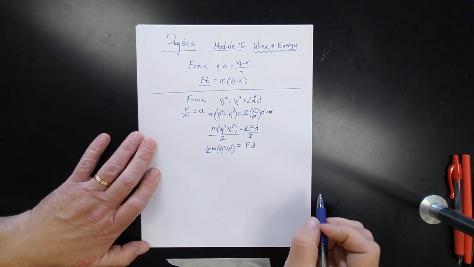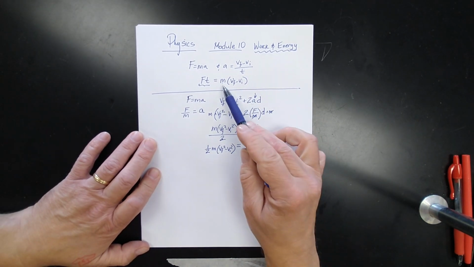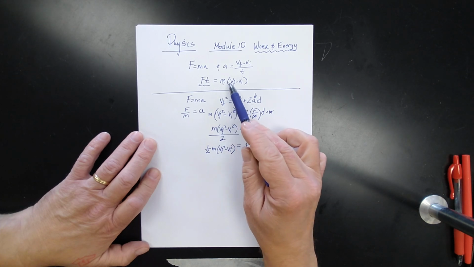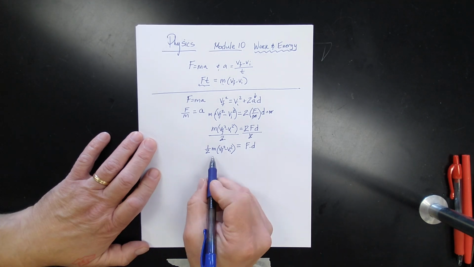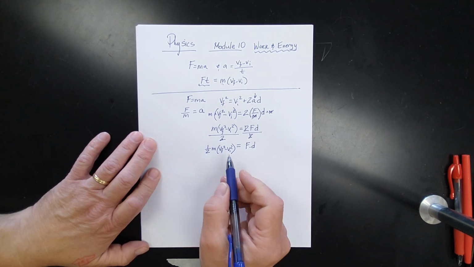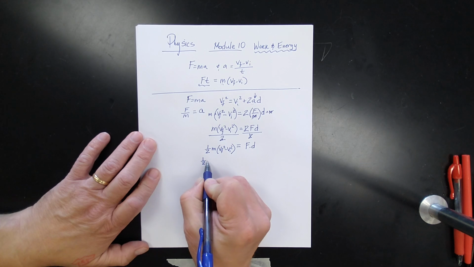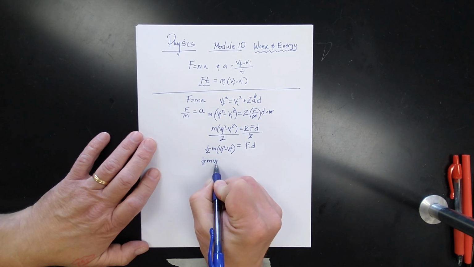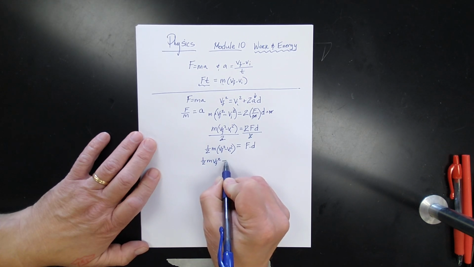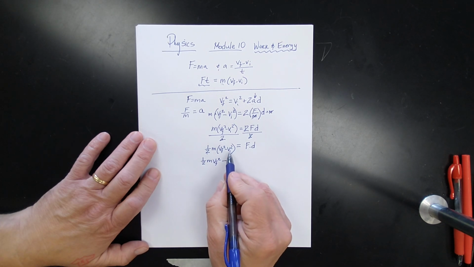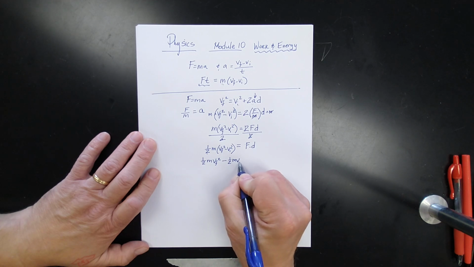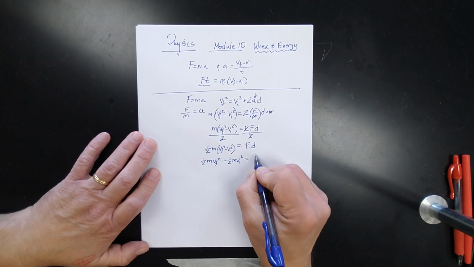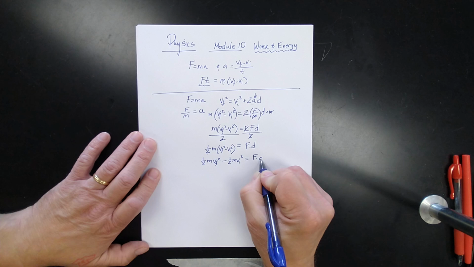Now one last step, just like we did with the impulse momentum. Remember when we took our mass and we multiplied it in? We're going to do the same thing with this 1/2 m. So we're going to take 1/2 m times Vf squared, so we have 1/2 m times Vf squared minus, now we take the 1/2 m times the Vi squared. 1/2 m Vi squared is equal to F times D.